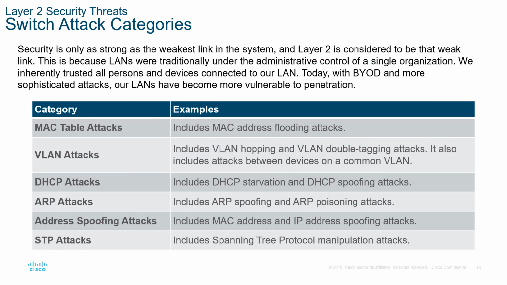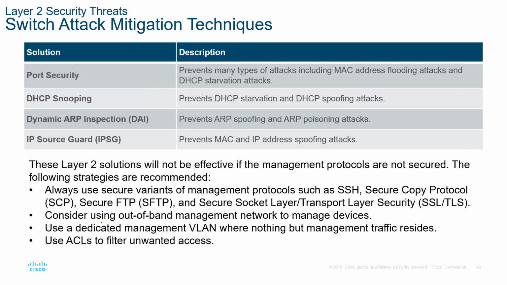Here we have six of the more common: MAC address attacks, VLAN attacks, DHCP attacks, ARP attacks, address spoofing attacks, and STP attacks. These are common types of attacks that target Layer 2. And we actually have slides covering each one of these. So, we have things like switch-based attacks and mitigation. If our switch is under attack, we can mitigate it four different ways. We can do port security. That prevents types of attacks including MAC address flooding attacks and DHCP starvation.